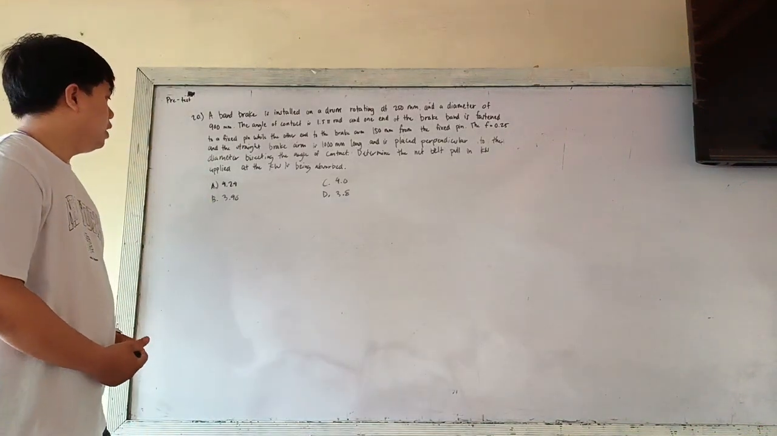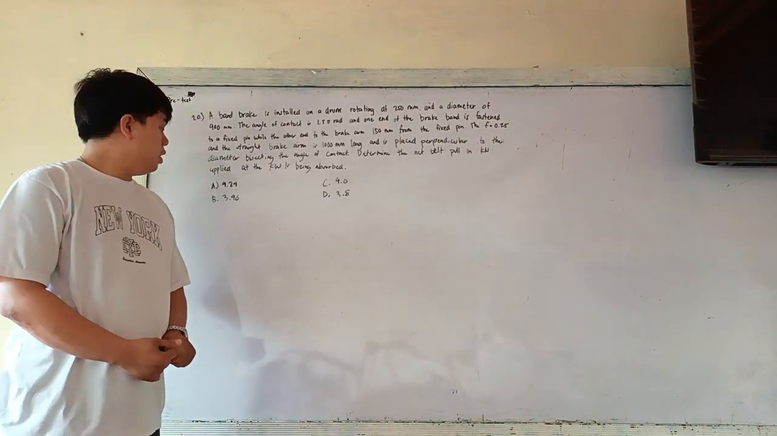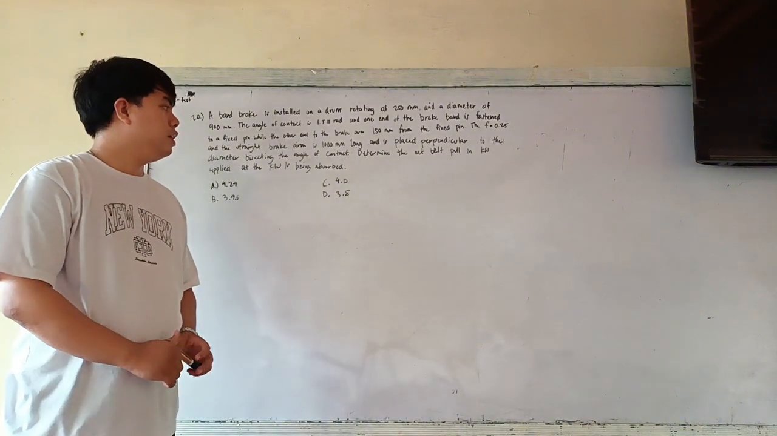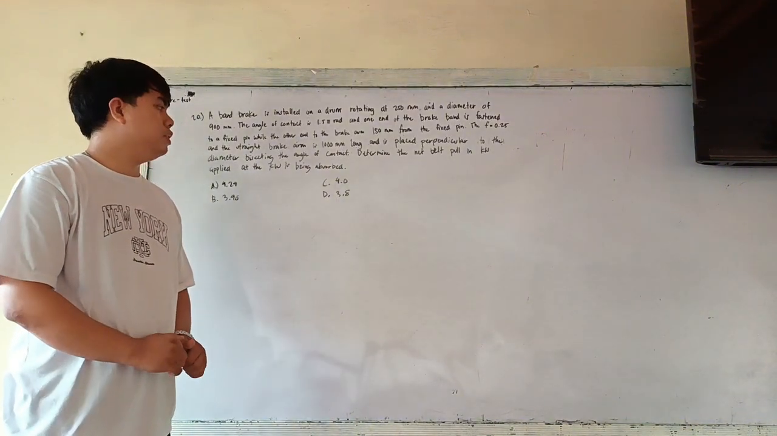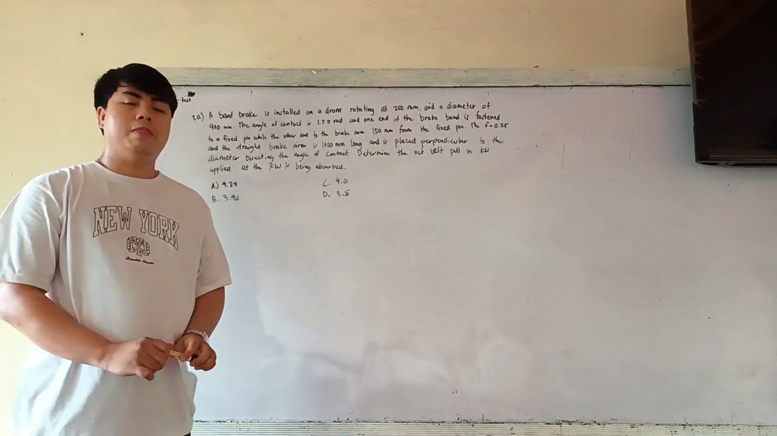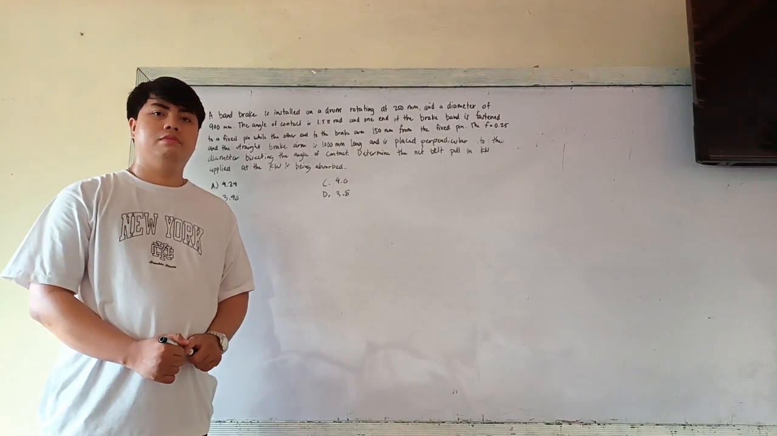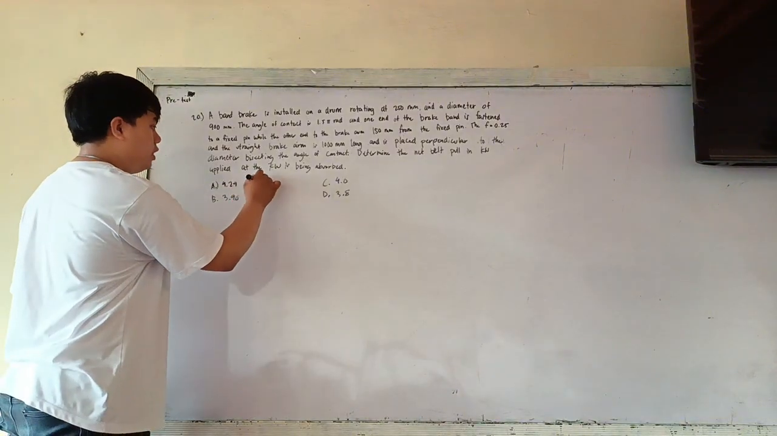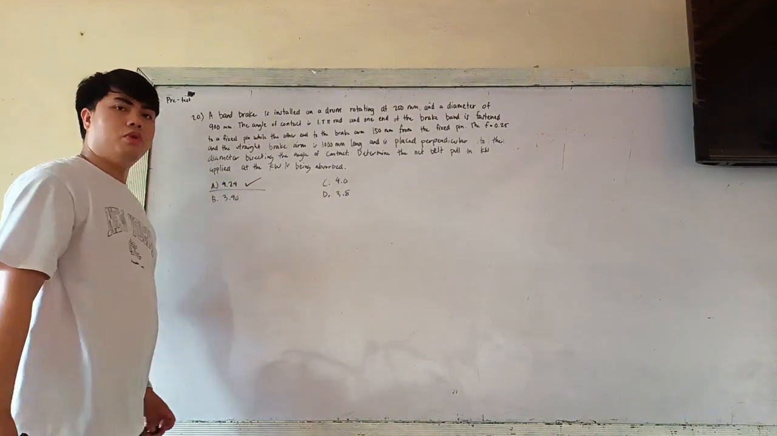So A 4.24, B 3.90, C 4.0, or letter D 3.8. The correct answer is letter A, 4.24.